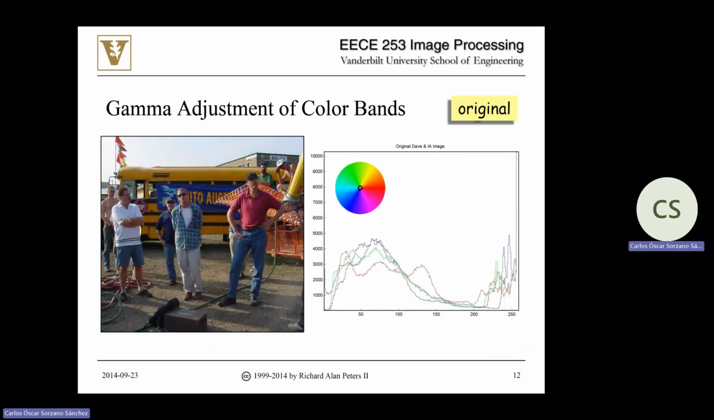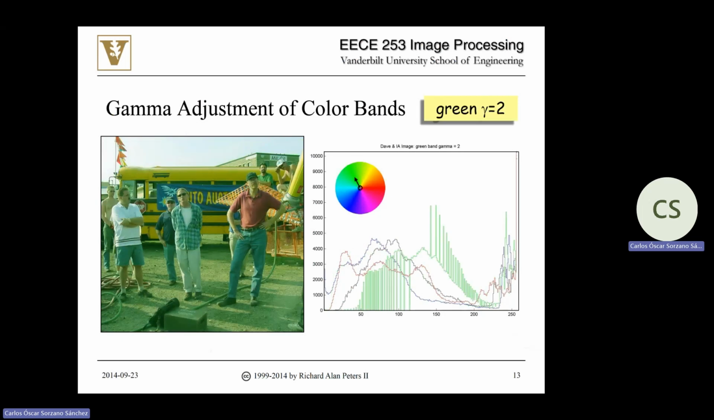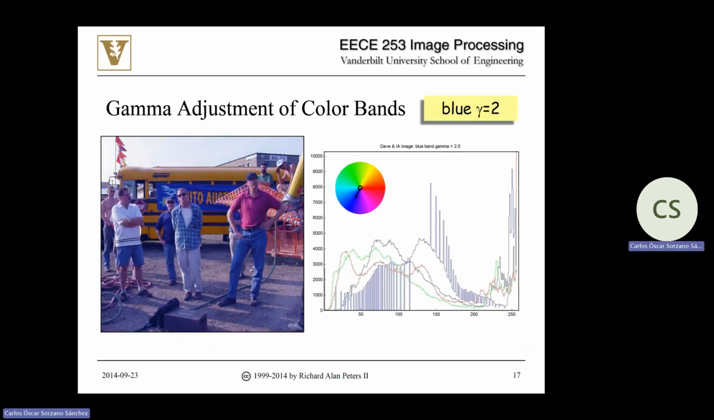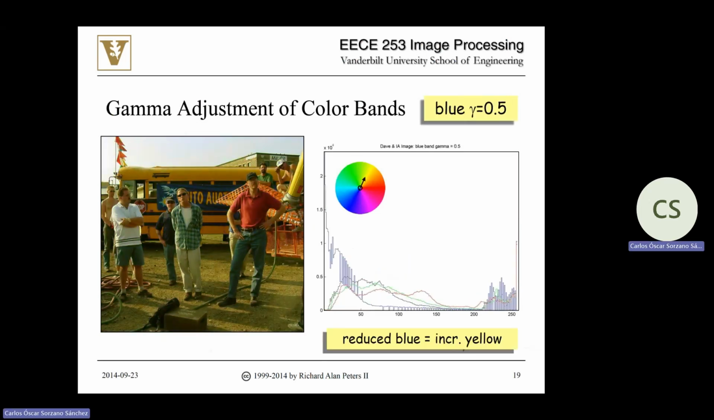Okay, then original again, and then you apply gamma equal 2 in the green, so you have the same effect now in the green channel, and then this arrow here tries to represent that you are moving the image into the more green region, and you apply gamma equals 0.5, and you're moving into the magenta region, and then the green channel is moved towards the origin. And then also with the blue, so this is all the time the same, different colors.